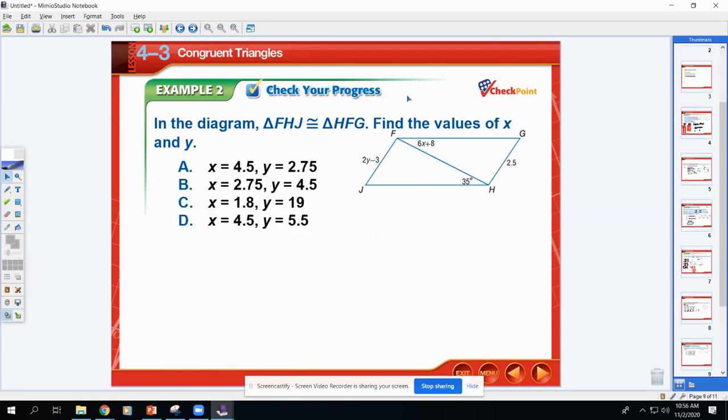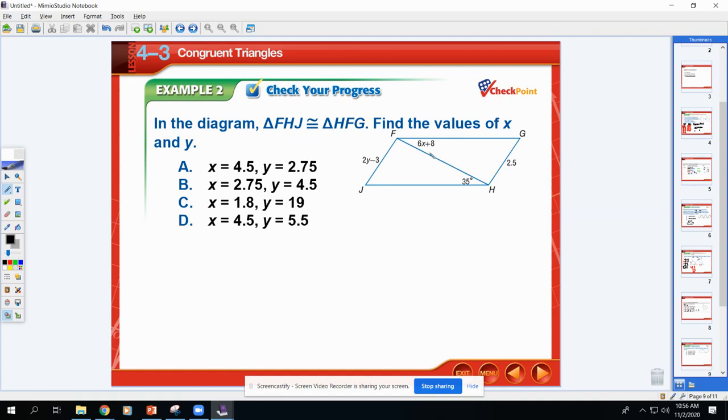All right. So right here it says in the diagram, triangle FHJ is congruent to triangle HFG. Find the values of x and y. So if we're going to do this here, what we need to do is take a look at our letters. So I want you to go ahead and try to pause this and do this one on your own. And when you come back, we're going to do this together.